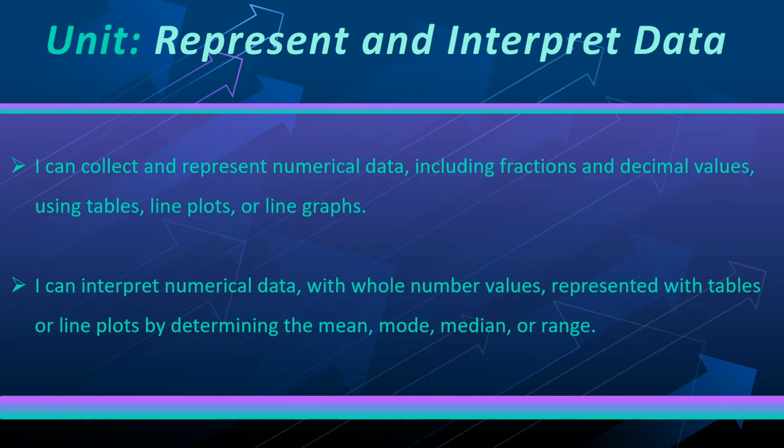The second key learning goal has to do with using numerical data to find the mean, which is the average, the mode, which is the value that occurs most often, the median, which is the number that falls in the middle of the data set, and the range, which is the difference in the highest value and the least value.